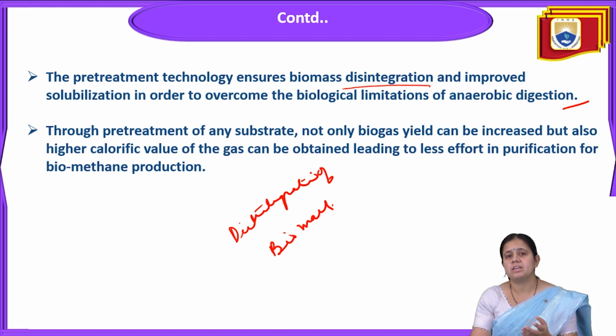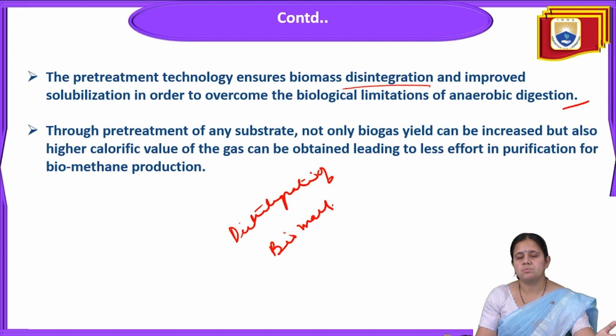So in anaerobic digestion, what happens? Some biological limitation is there. What type of limitation? Sometimes microbes will not be able to degrade or decompose the organic materials that are present in the chamber. So to sort out this problem, because of this biological limitation, the microbes will not be able to act properly on the substrate.